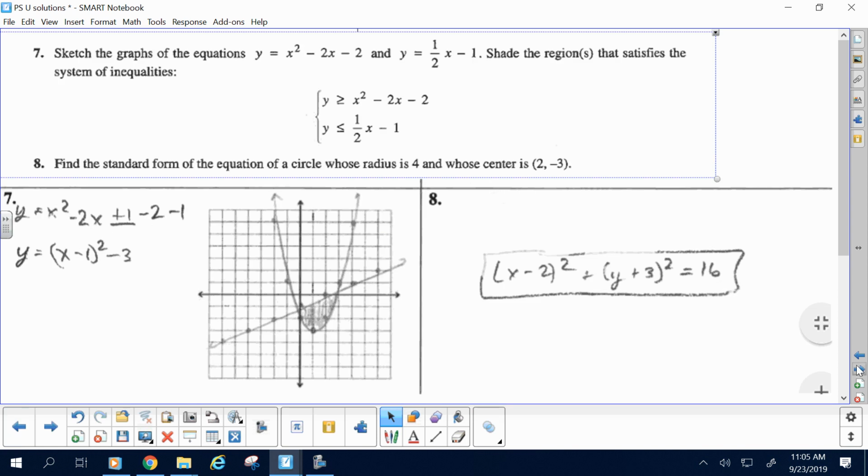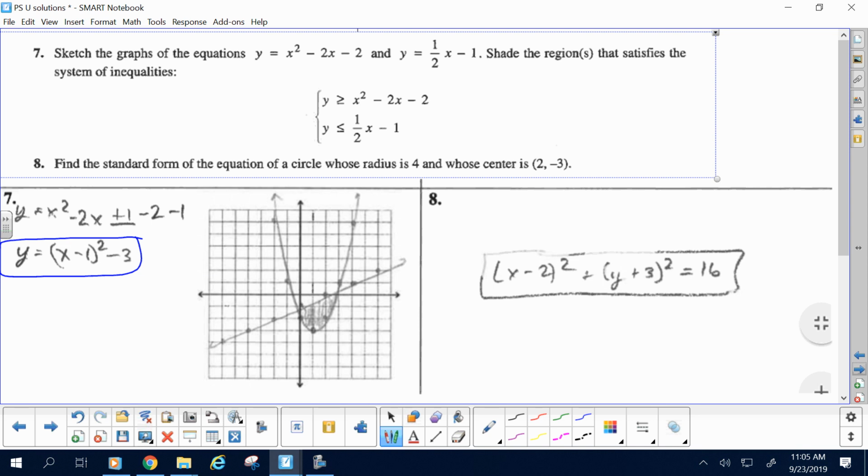For 7, I'll go with, did you complete the square correctly? Did you put the parabola in standard form correctly? Did you get a parabola shifted right 1, down 3? If you did not get that, then you completed the square badly. Do you want to review that, or are you doing okay there?